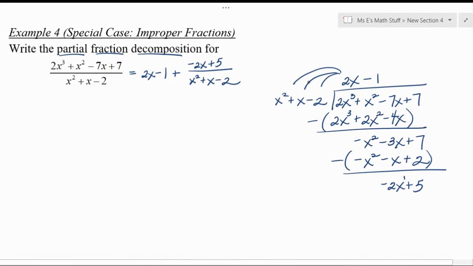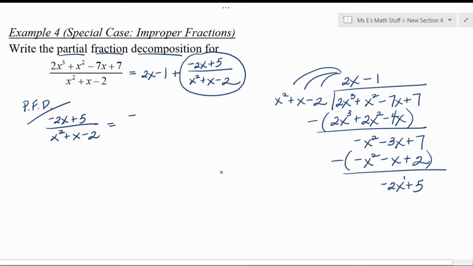Well, I hope it makes sense that they're talking about the remainder here. And so, I'm just going to do the partial fraction decomposition on that part, and then I'll bring the whole thing together for my final answer when I'm done. So -2x plus 5 over x squared plus x minus 2. Step 1, factor the denominator.